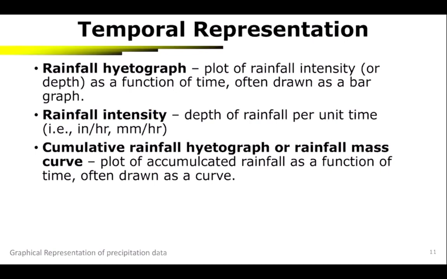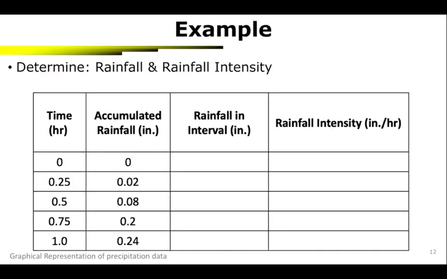Rainfall intensity is the depth of rainfall per unit time. Really common measurements or units of rainfall intensity are inches per hour or millimeters per hour. Another thing that we typically measure is something called cumulative rainfall hyetograph, or rainfall mass curve. And what this is, is a plot of accumulated rainfall as a function of time, and it's often drawn as a curve.